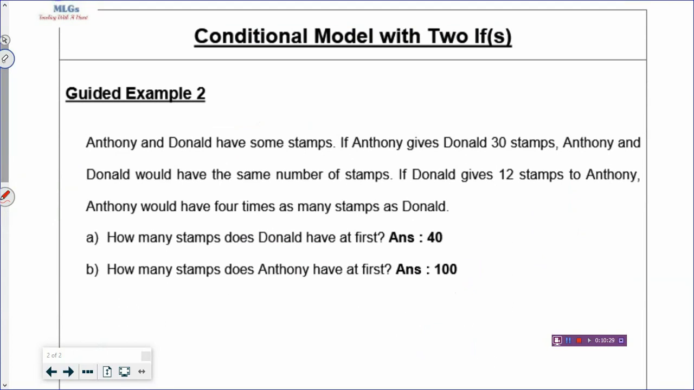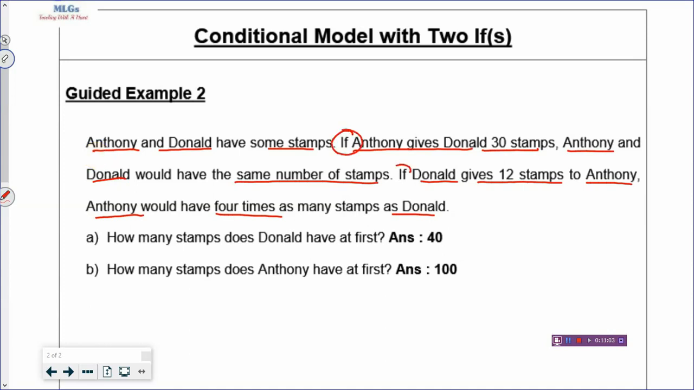Now, this problem has two conditions, all right, two if. I'm sure you're seeing questions like that. How do you draw out this model? Now, Anthony and Donald have some stamps. If Anthony gives Donald 30 stamps, Anthony and Donald will have the same number of stamps. So the total is unchanged because there's a transfer. If Donald gives 12 stamps to Anthony, Anthony will have 4 times as many as Donald. So again, there's a transfer, so the total is unchanged. So this is a before and after problem. And there are two if.